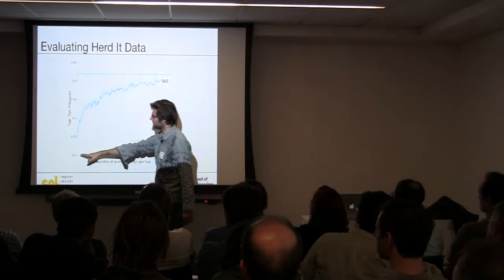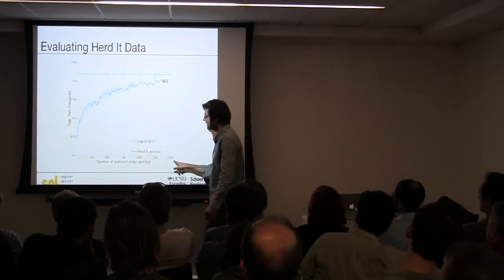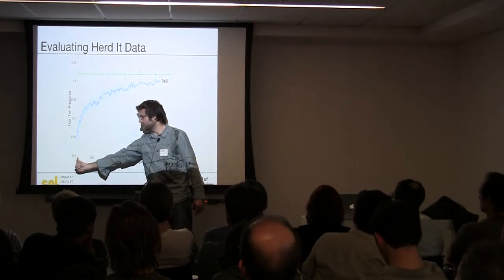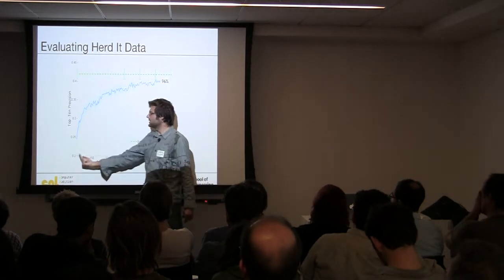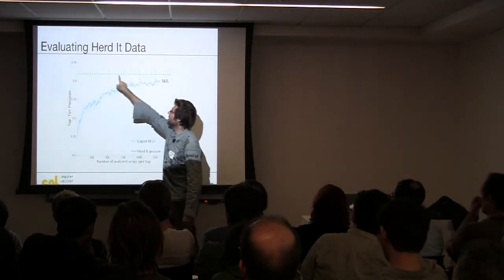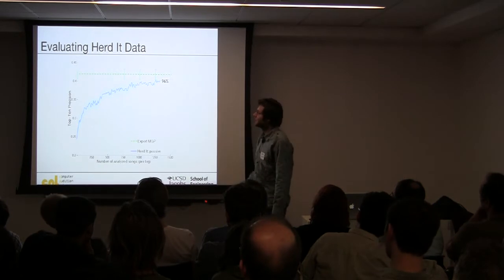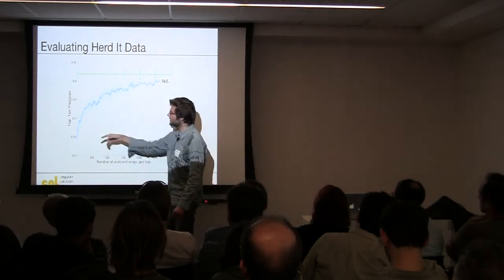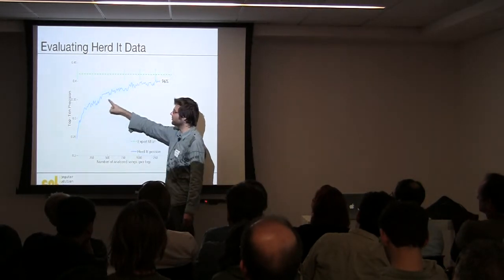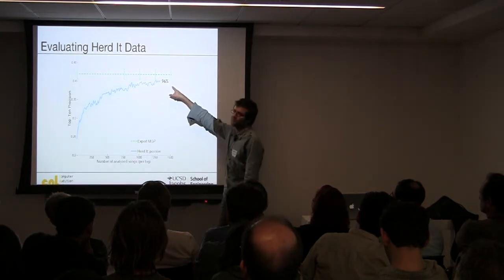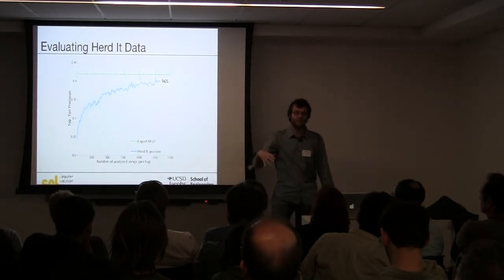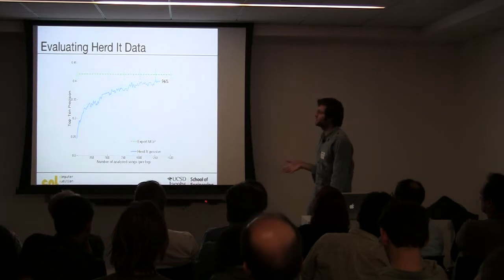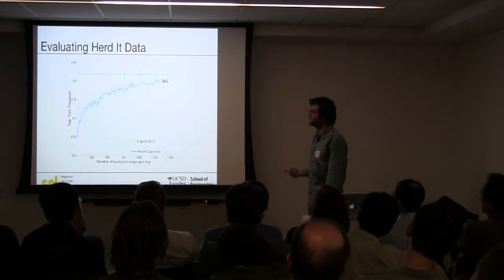The horizontal axis here is time. This is when we launched Heard It, and this is as time went by. This again is performance here, with this being our target performance roughly. You can see that as time goes by, the performance of the system trained on the Heard It data creeps up and gets very close to the performance of the expert trained system, which is the validation that we were looking for.